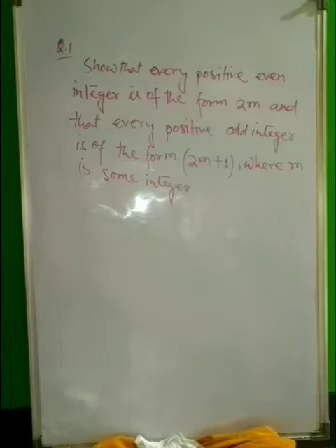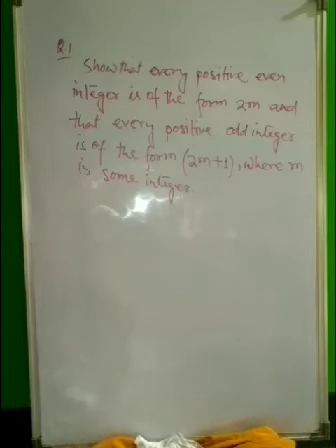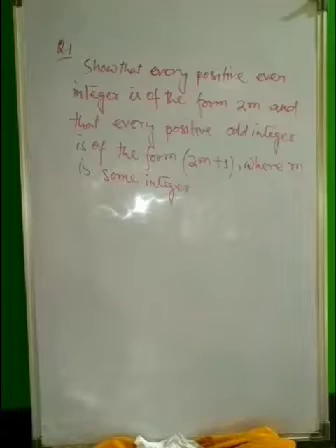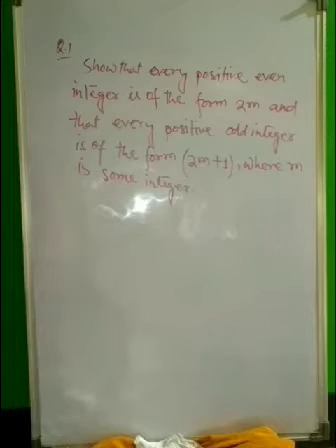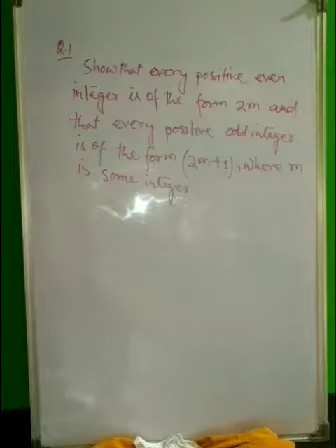As we know, even integer means numbers like 2, 4, 6, 8, that means all the numbers which are divisible by 2. Those numbers are known as even numbers. So from this question we can understand that positive even integers are only those numbers which are divisible by 2, and that even integer will be in the form of 2m.